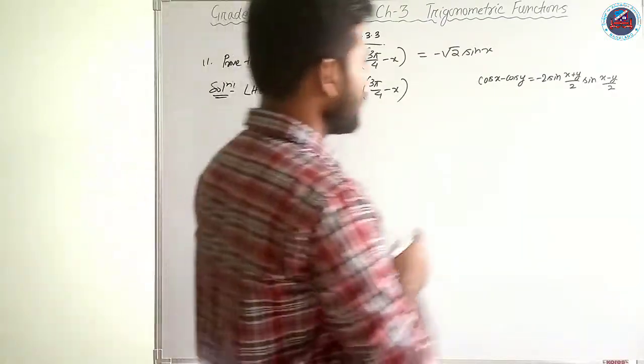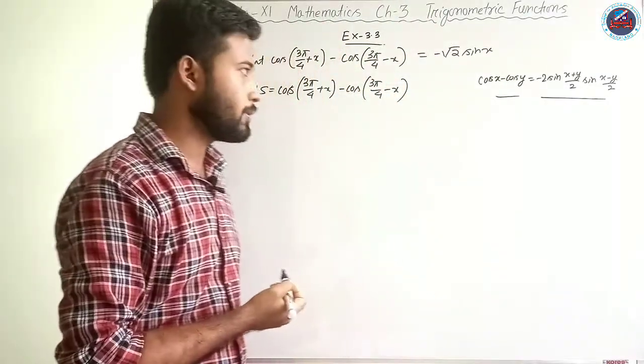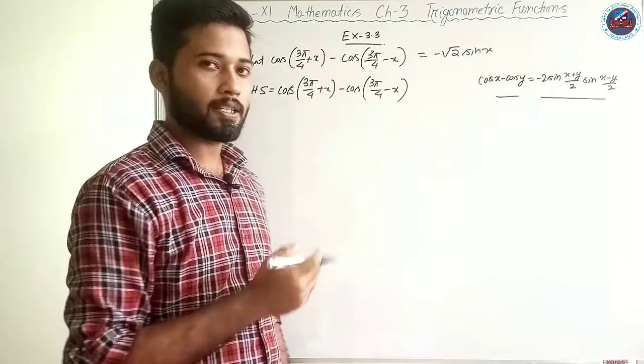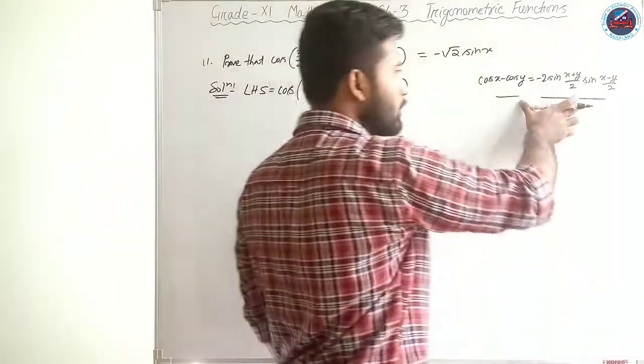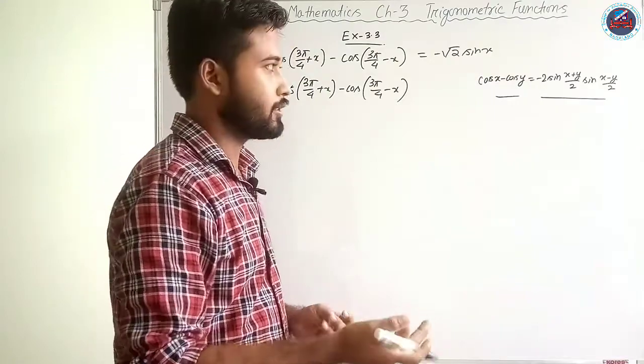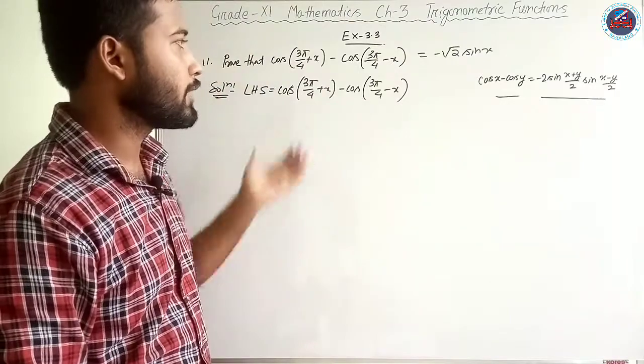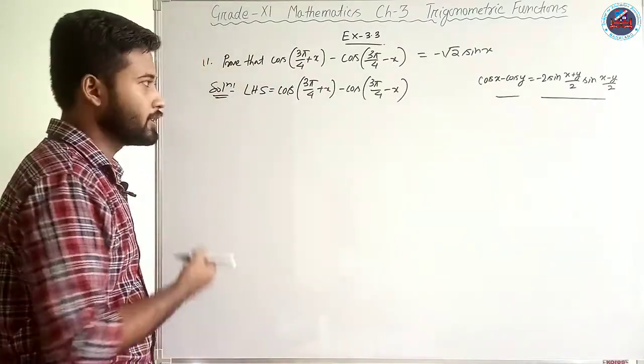So we have a formula, that is cos x minus cos y is equal to minus twice sine of (x plus y) by 2 into sine of (x minus y) by 2. This formula can be derived from the previous formulas that we have given, like the formulas for sine of x plus y and sine of x minus y. So using that we can derive this formula. It's already given in the PDF.